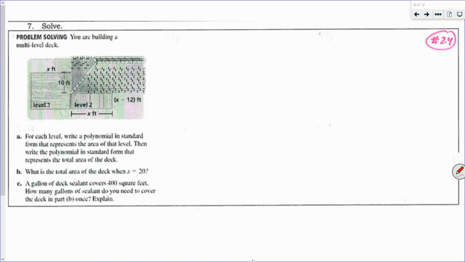The biggest thing I want to point out here is this is level 1. There's no hiddenness to this. It's just level 1. And then this is just level 2. That's all we're at. So level 2 is the easier one because we have both the dimensions, so we'll write a polynomial for the area, right? So level 2, we go base times height, multiply it out, distributive property, whatever: x squared minus 12x.